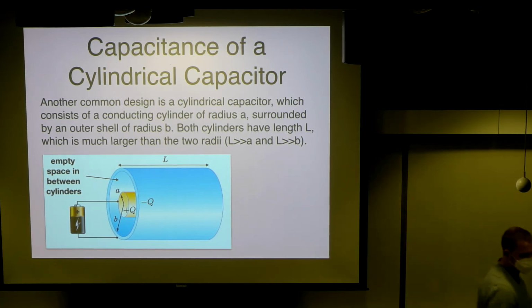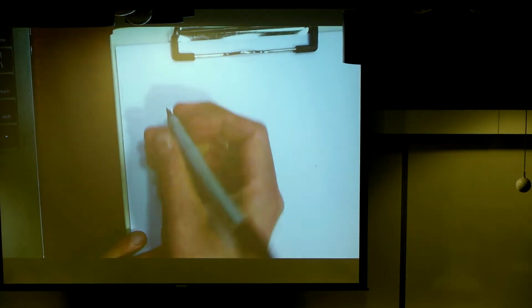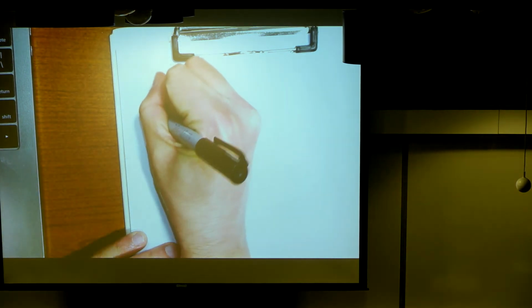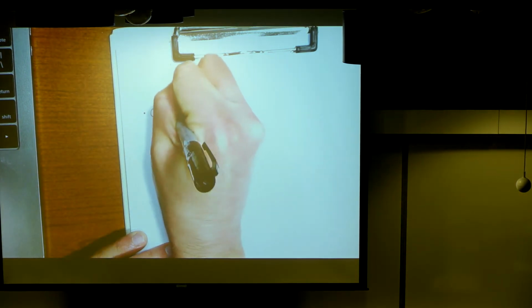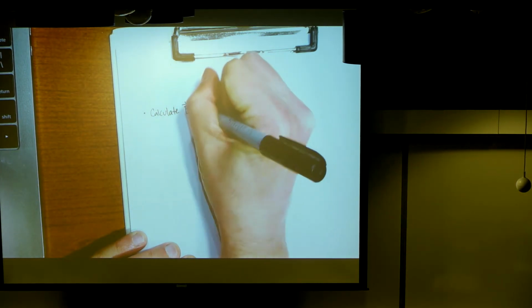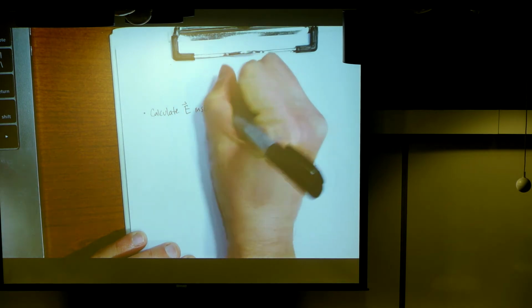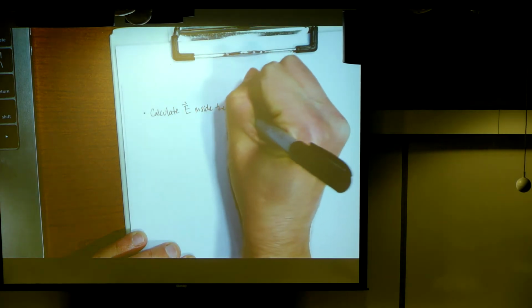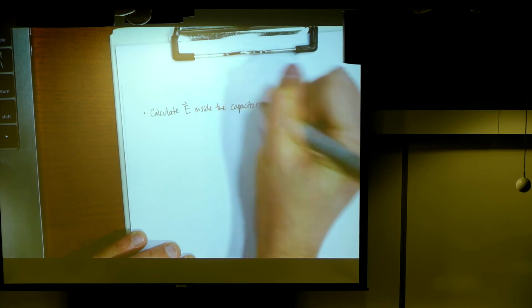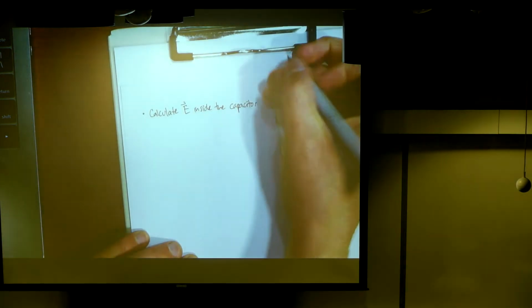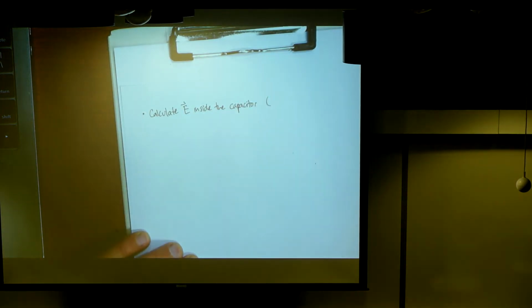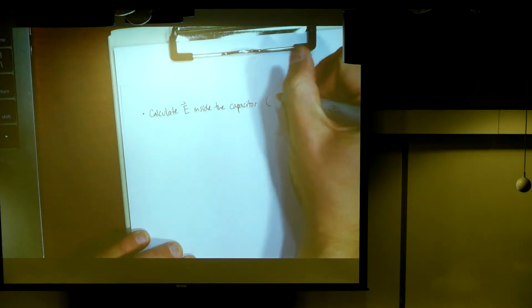Probably makes sense to use Gauss's law, right? This is a problem that's very convenient for Gauss's law. Let's just see how that goes. So we're going to calculate the E field inside the capacitor. And what type of symmetry are we dealing with here? Cylindrical symmetry.